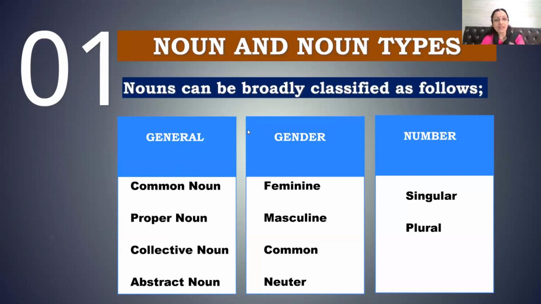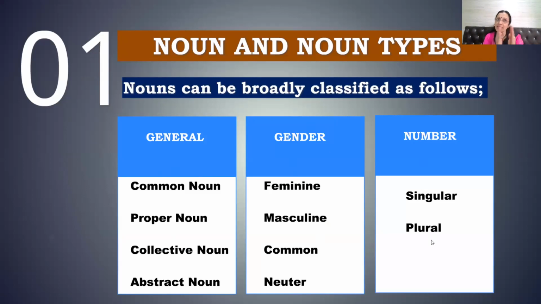Now, when we classify with reference to gender, it will be feminine, masculine, common, and neuter gender, and number, singular and plural. Now let's see this. General: common noun, proper noun, collective, and abstract.